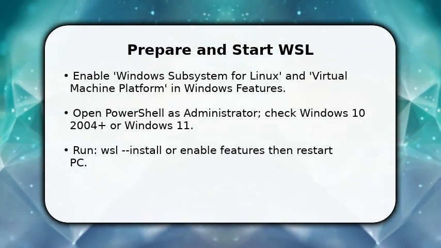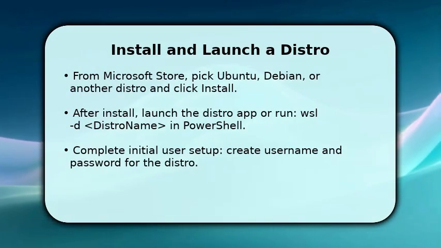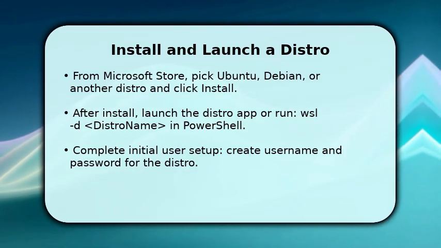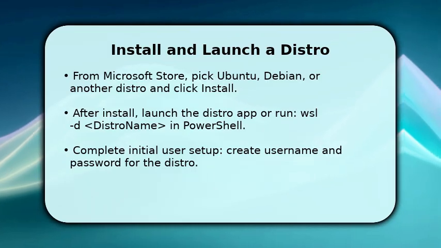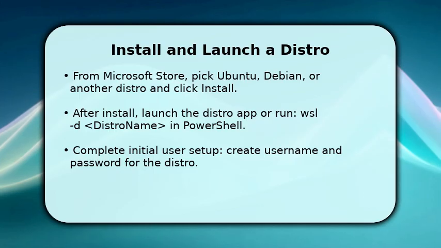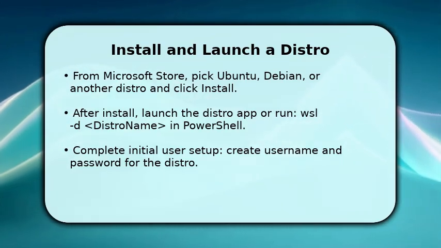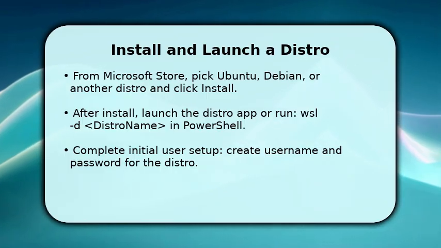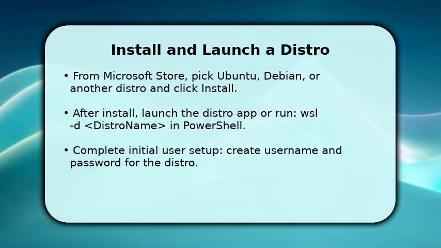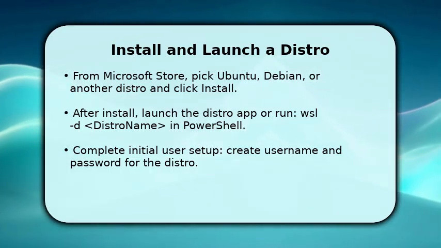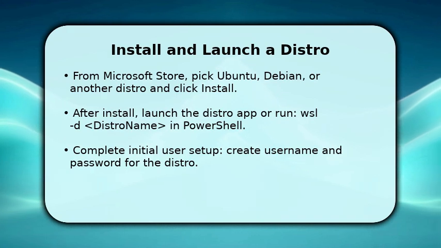Now you'll get a Linux distribution running. If you use wsl --install, it likely installed a distro already. Otherwise, open Microsoft Store, choose a distro like Ubuntu, and install it. Once installed, launch it from Start or run wsl -d <distro name> in PowerShell to open the distro shell. You'll be prompted to create a Linux username and password that's local to the distro. Once you finish setup, you're inside a Linux terminal and can run commands as you would on a native system.